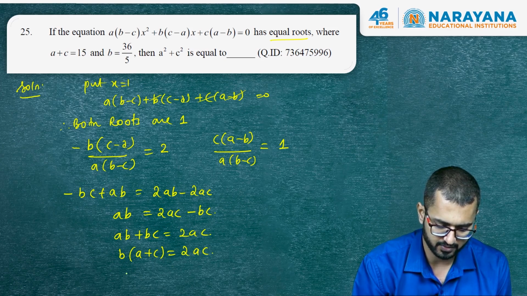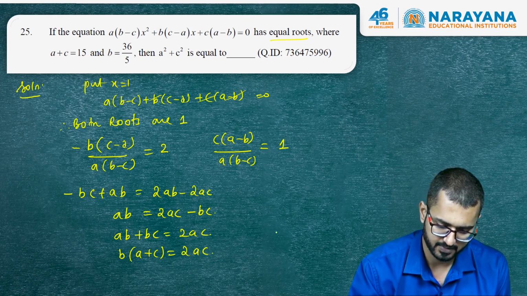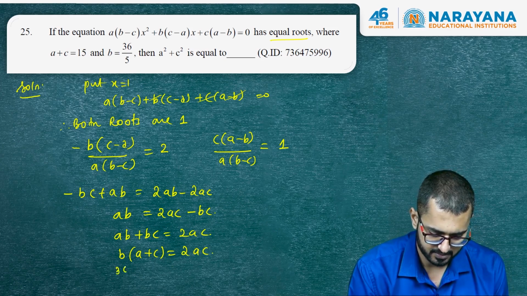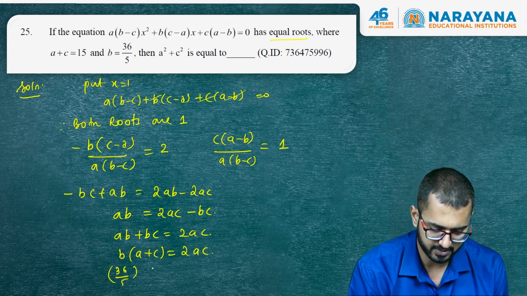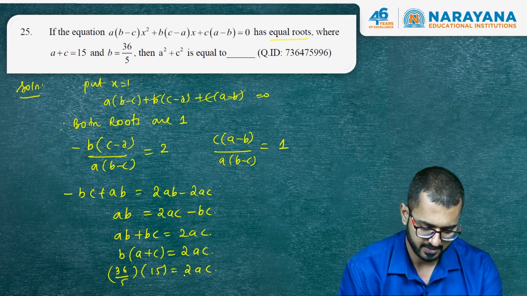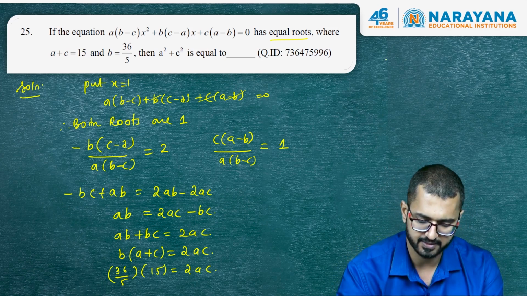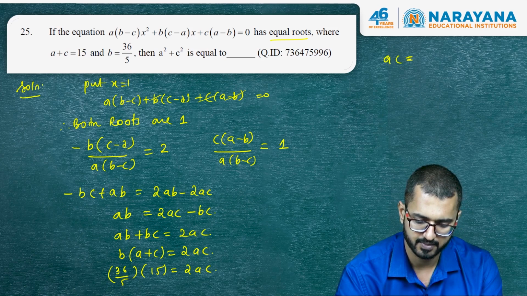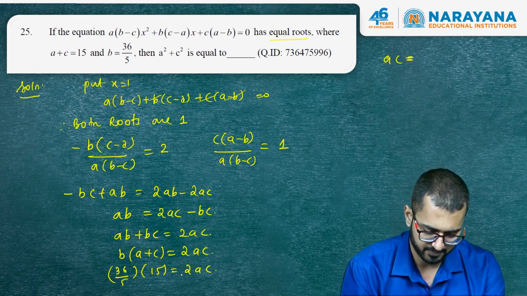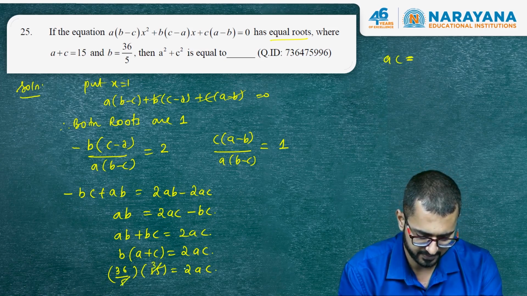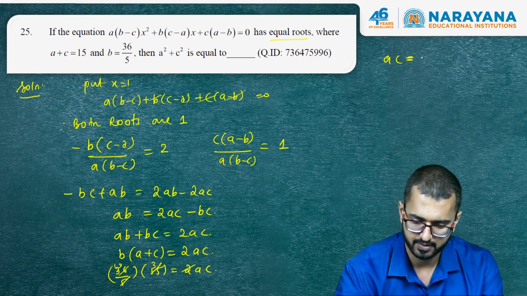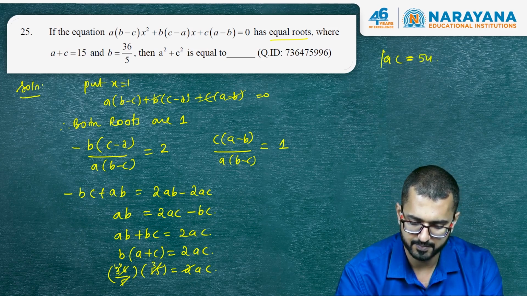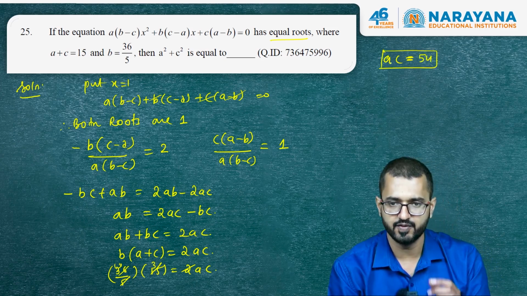So B value we know, it's 36 by 5. 36 by 5 is given, and A plus C is also given to be what? 15 is equal to 2AC given. Right, that means from here we can get AC then. So AC will now become, from here, 5 3s are 15, 54. So AC will now become 54. We got AC to be 54.